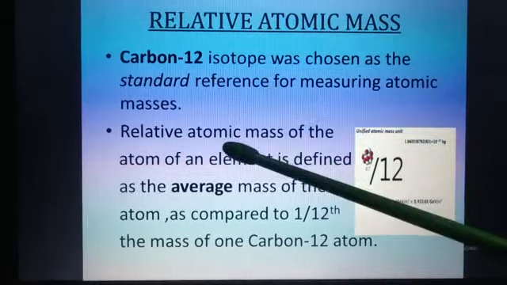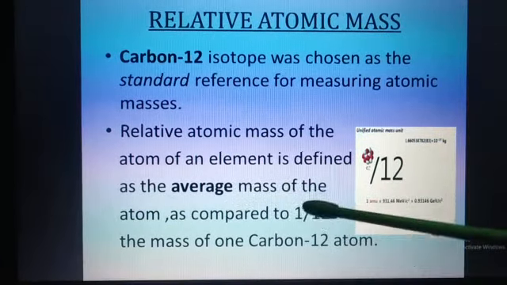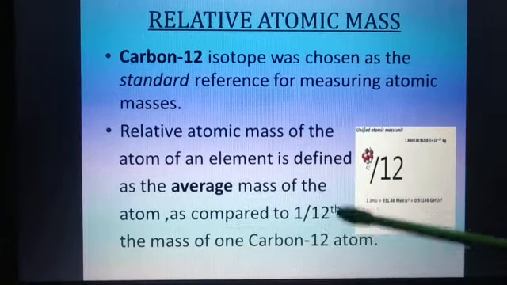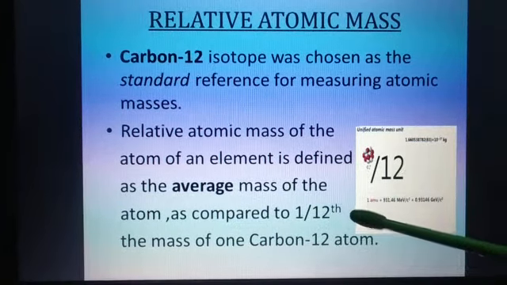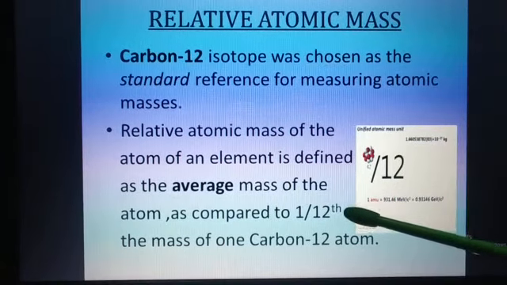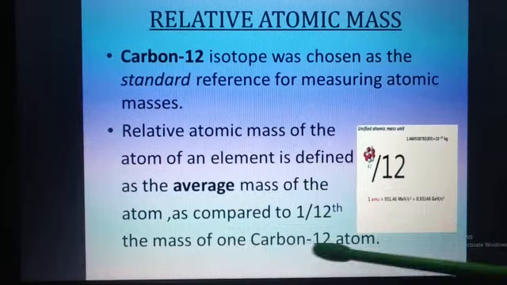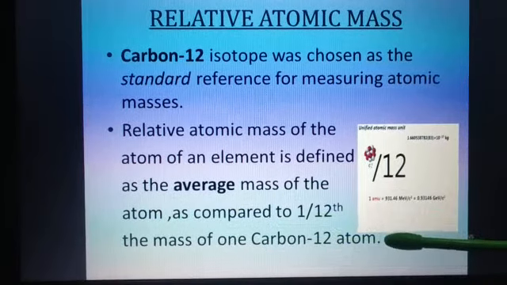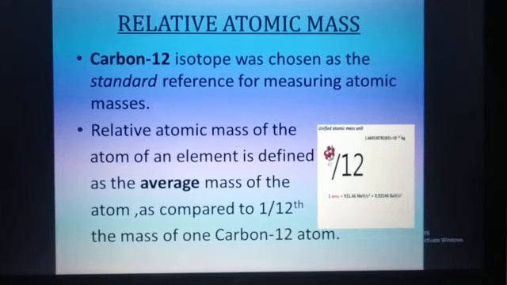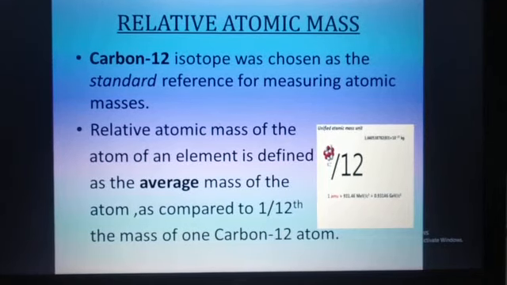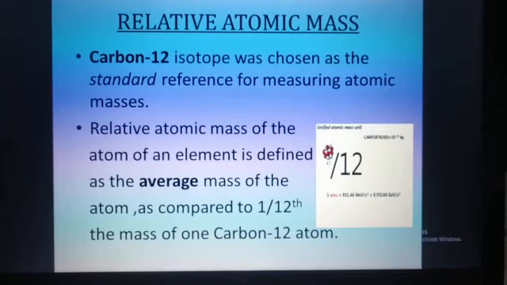Definition of relative atomic mass is that it is defined as average mass of the atom as compared to 1/12, because the mass of the carbon is 12 atomic mass. So it is as compared to 1/12 the mass of one carbon-12 atom. So students, here you will be able to achieve first learning outcome, that is to define relative atomic mass.